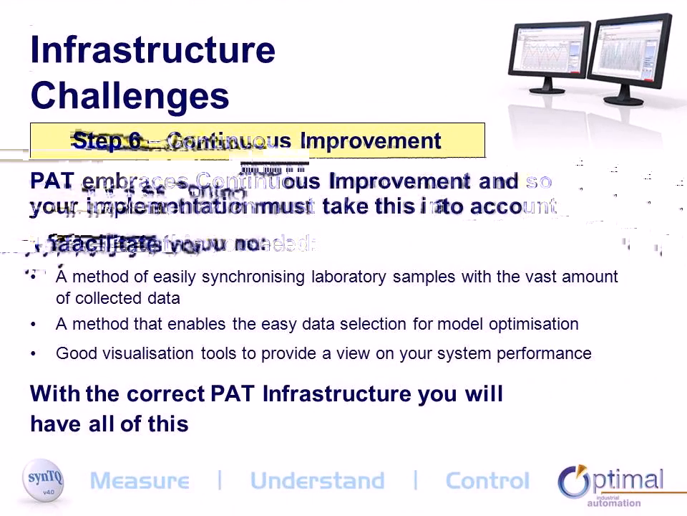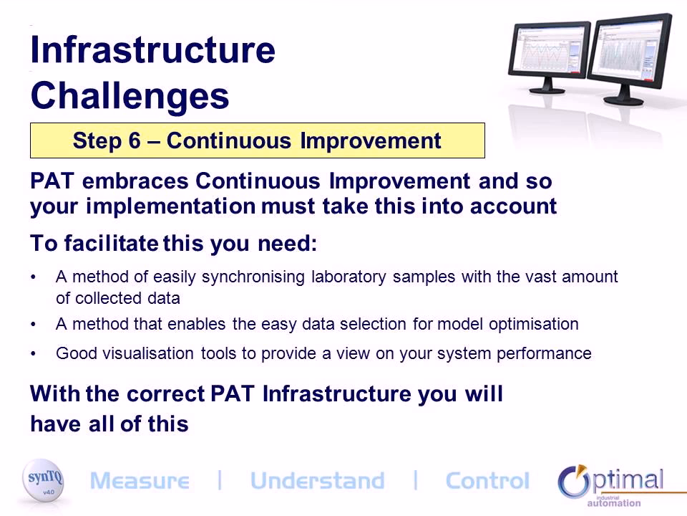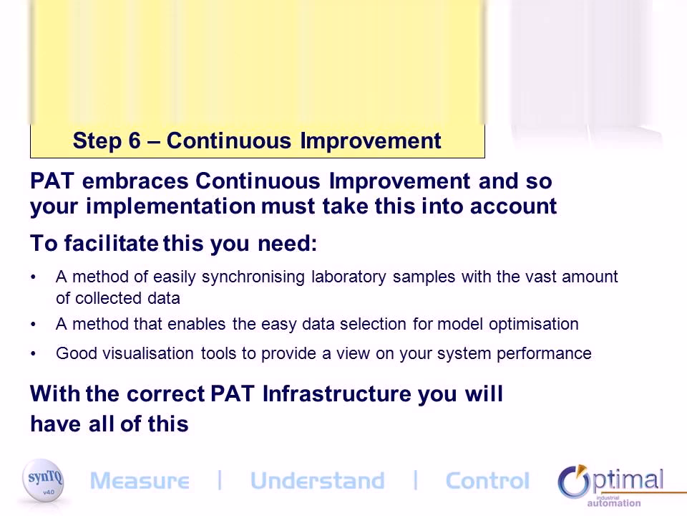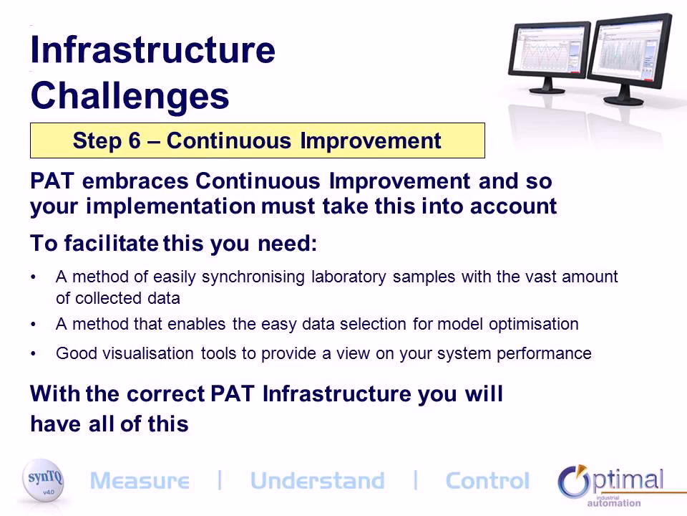By definition, PAT embraces continuous improvement. Therefore, your production system must take this on board. To facilitate this, you need a method of easily synchronizing the laboratory samples with a vast amount of collected data. You need a method that enables the easy data selection for model optimization. You need good visualization of all the data to provide you with information and knowledge as to how the process is running. With the correct PAT infrastructure, you have all of this in place.